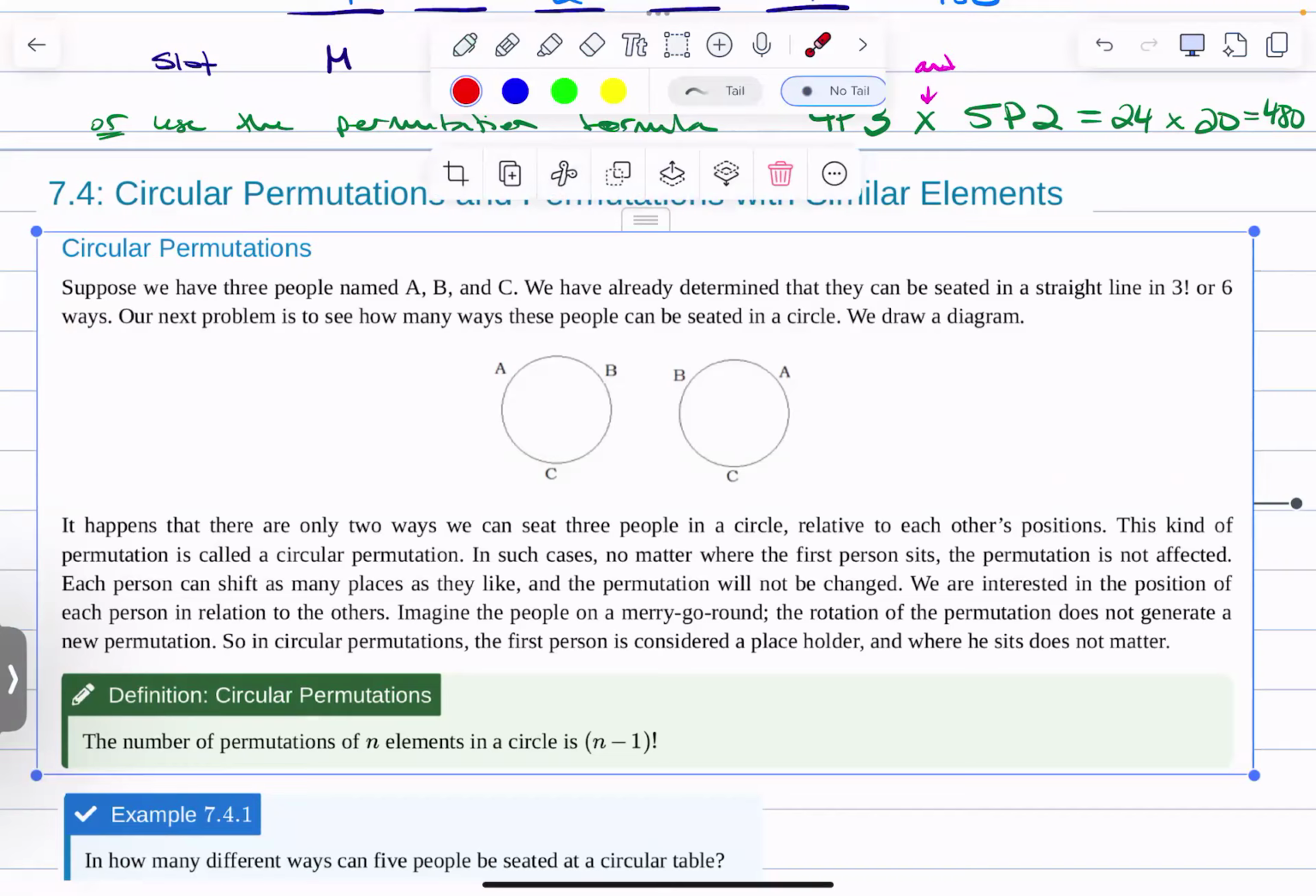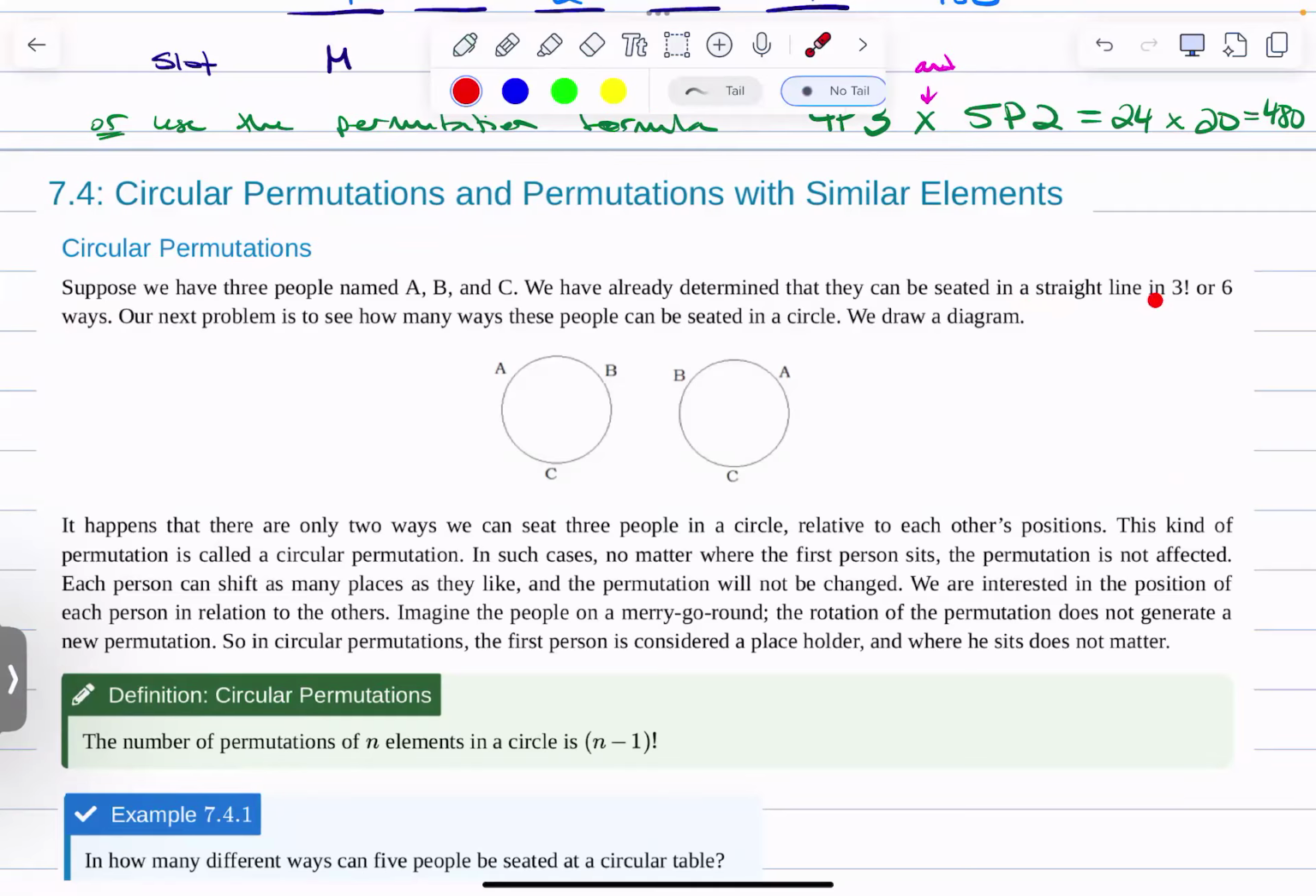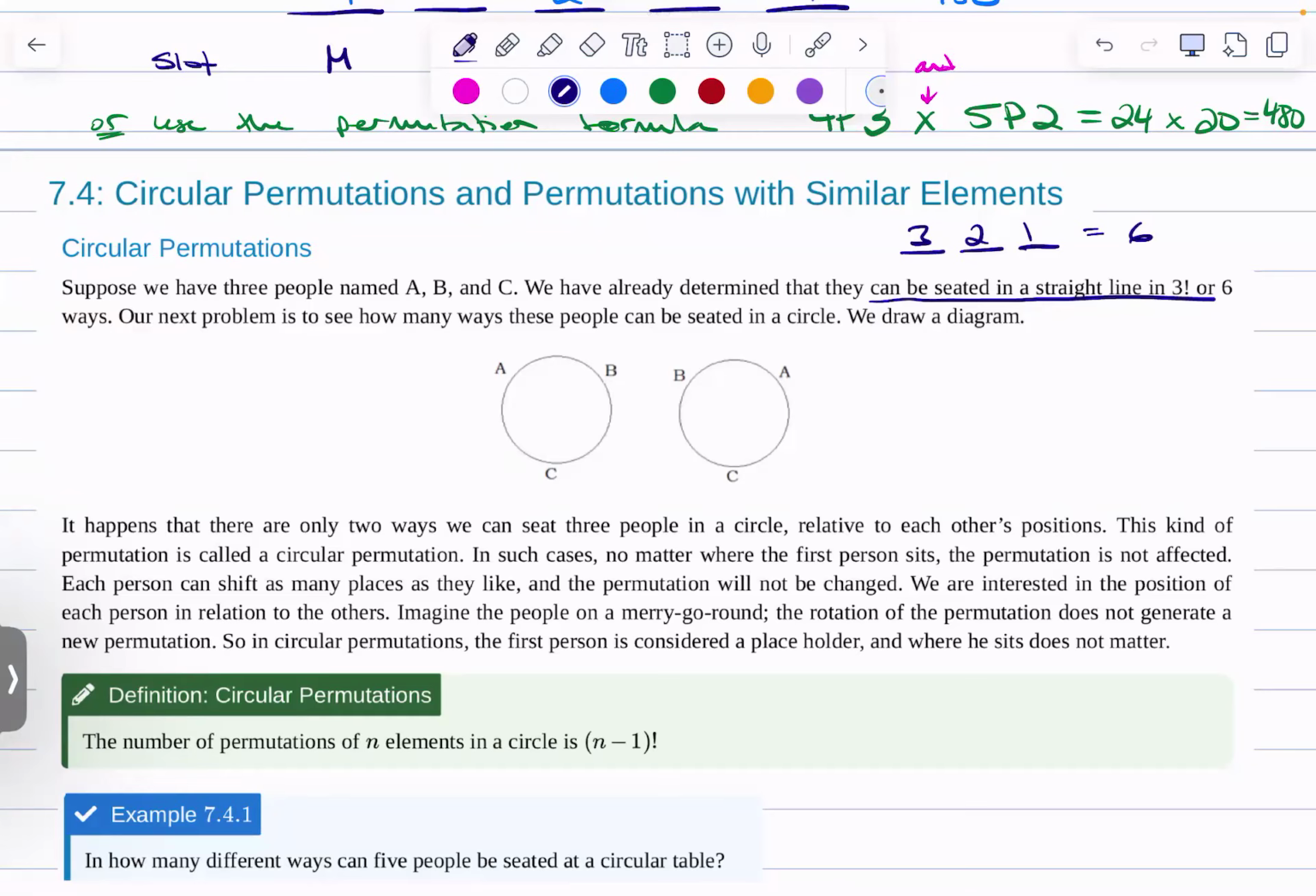If you had three people in a straight line, you would have 1, 2, 3, 3, 2, 1, which is 6. That's what we just worked on. So in a straight line, you have 6 different ways that you can arrange these three people. Now, we're putting these slots in a circle, and so now it doesn't actually matter where you start.